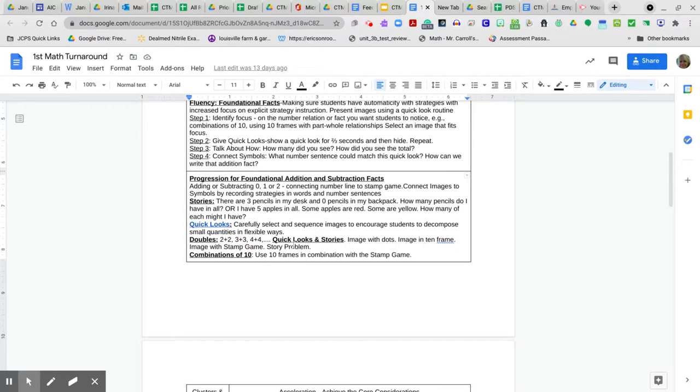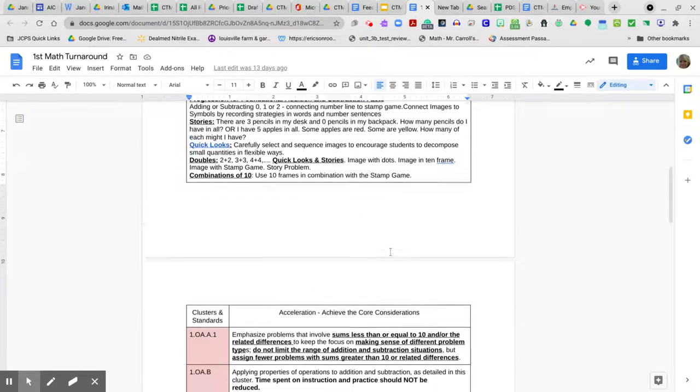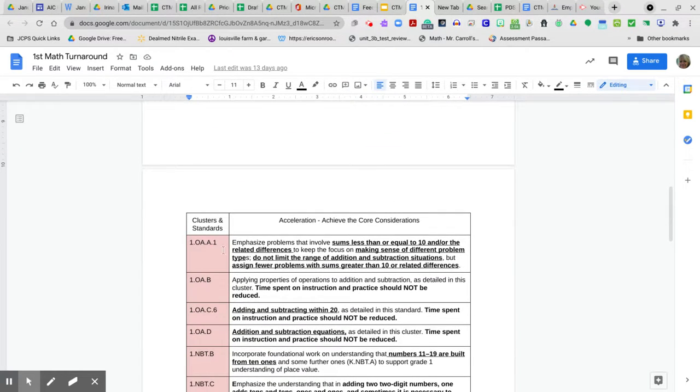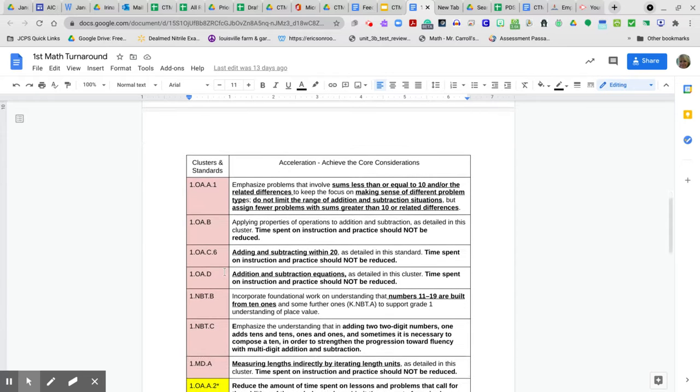Combinations of 10s, use 10 frames in combination with the stamp game. They'll more likely see that stamp game, that 10 frame, but that stamp game is really going to build the schema. So you want to have that as well. Then you have those standards that are coming out.